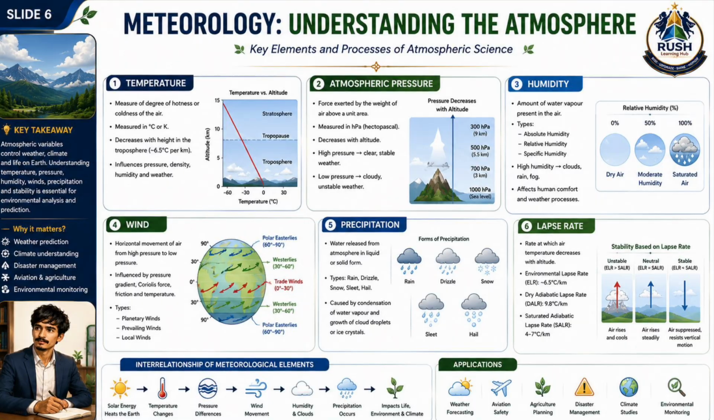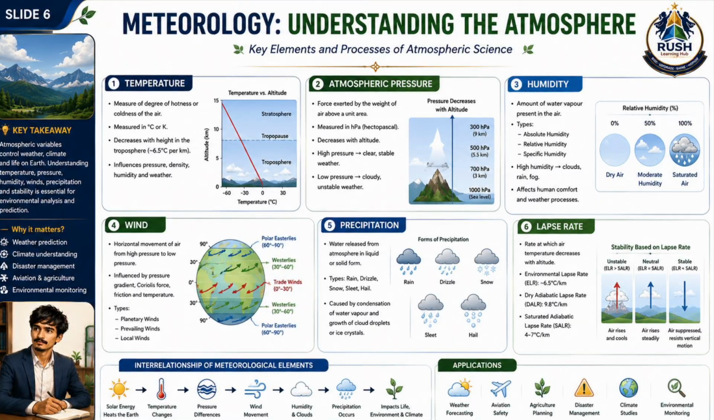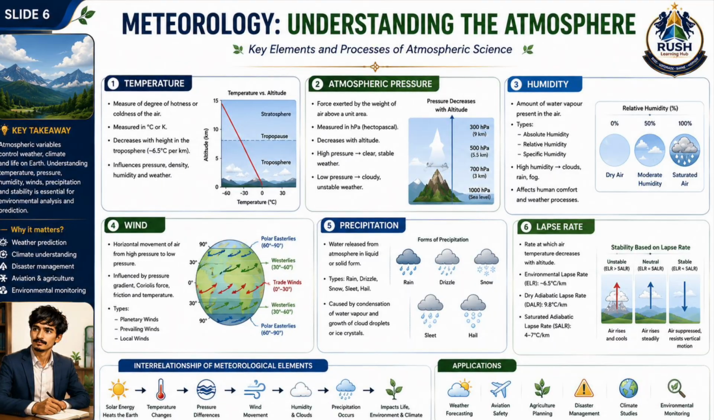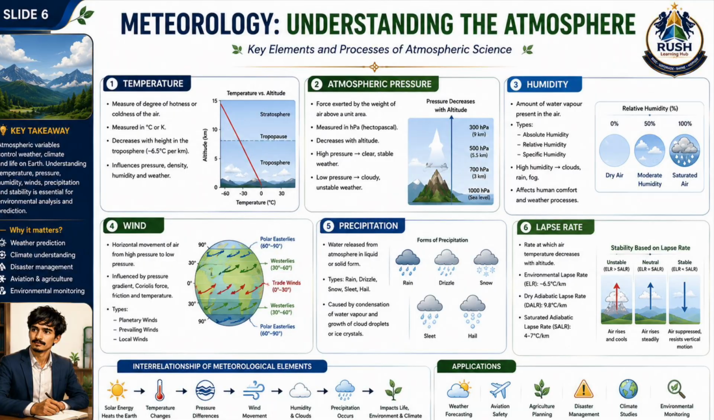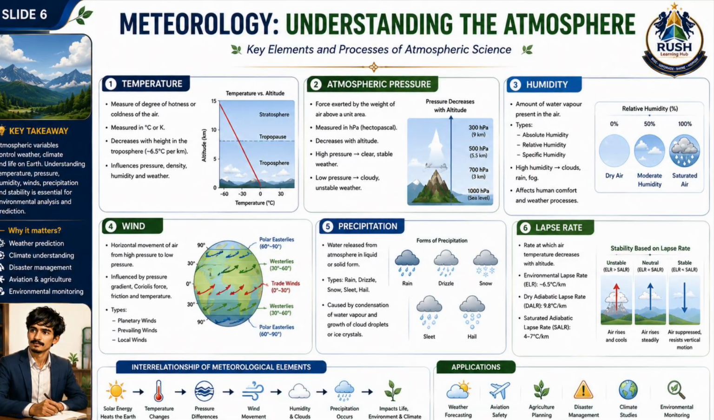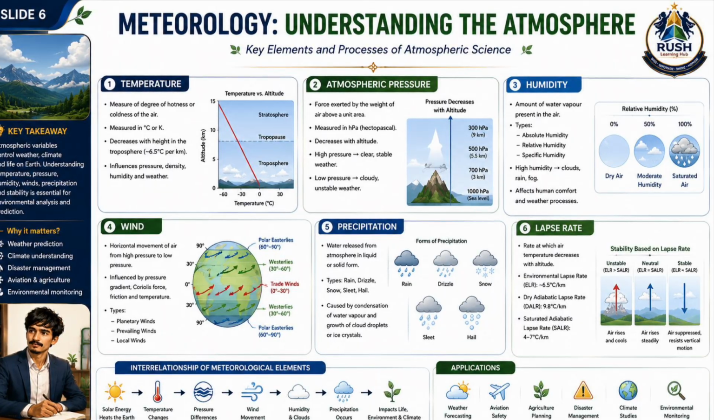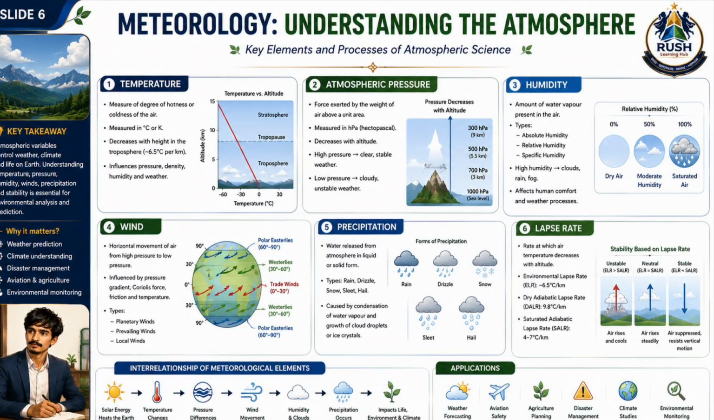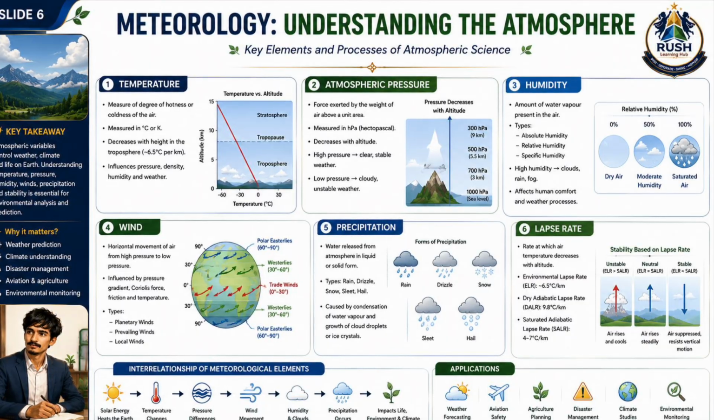Wind is the horizontal movement of air from regions of high pressure to regions of low pressure. Wind movement is controlled primarily by three factors: pressure gradient force, Coriolis force, and friction. Pressure gradient force initiates air movement. The Coriolis force deflects wind direction due to Earth's rotation, and friction modifies wind speed near the Earth's surface.